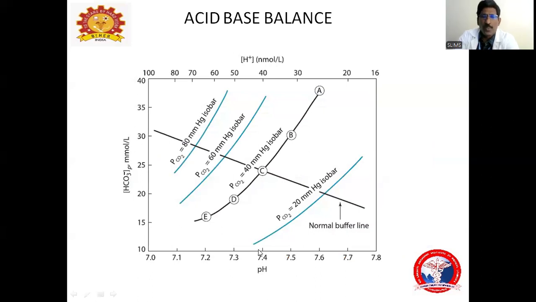So this shows the relative change in the bicarbonate level to the pH level. See, at each level, that is at PCO2 40 mm, there is a line called an isobar. So at PCO2 40 mm, the relation is this much. At 20 mm of mercury, this is the relation. At 60, this is the relation, and at 80, this is the relation. So the relation between pH and bicarbonate changes according to the partial pressure of carbon dioxide.